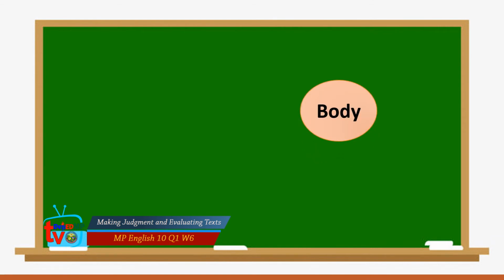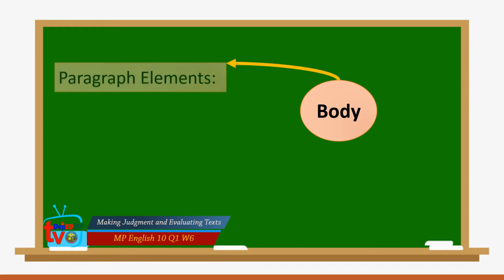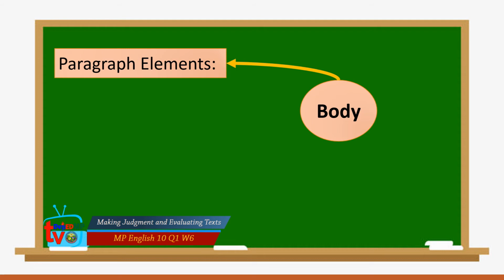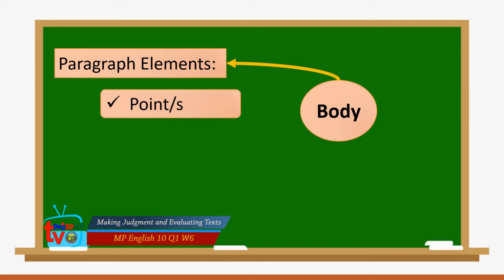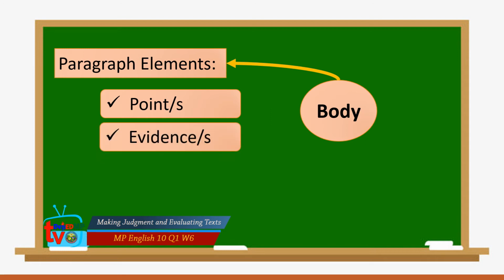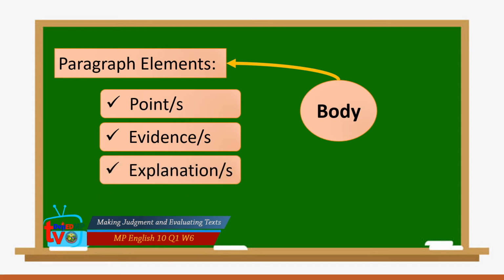To sum it up, all the paragraphs that are found in the body of your critique should contain the 3 paragraph elements. First, you have to have your point or your points. Second, your evidence, or your evidences if you have more than one.